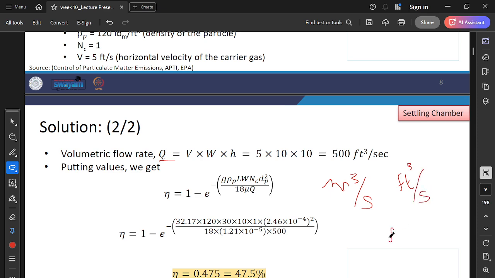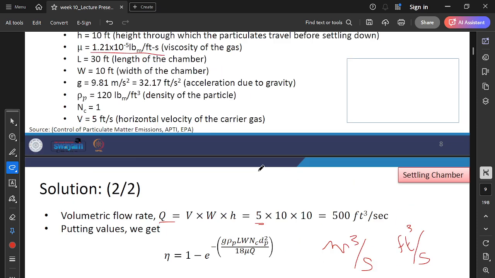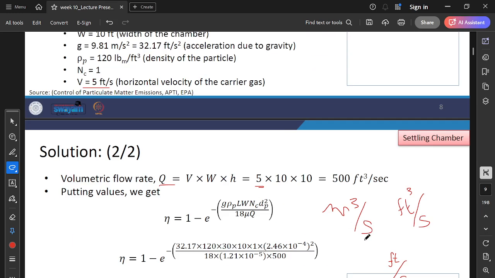We know the velocity, 5 feet per second, is given. So if I multiply by another 2 feet, it will come out as feet cubed. So what are the other 2 feet?